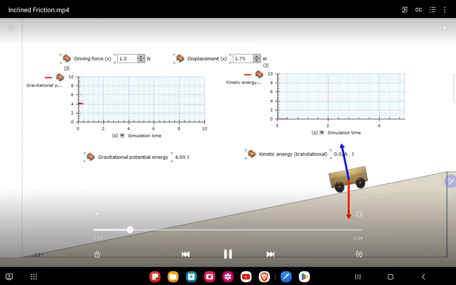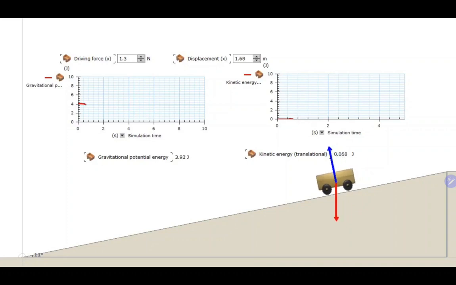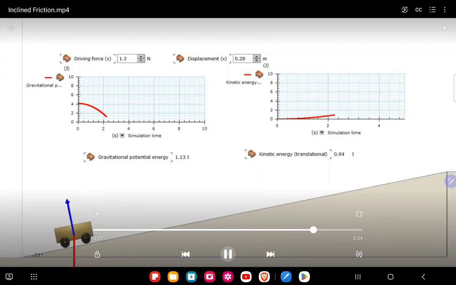The kinetic energy starts increasing, as we can see here, and the gravitational potential energy starts decreasing. But the rate of increase of the kinetic energy is not the same as the rate of decrease of the gravitational potential energy. So right at the bottom of the ramp, the gravitational potential energy should be 0 by the way, but the kinetic energy is equal to 1 joule. It's not 4 because part of the energy is lost because of the frictional force.